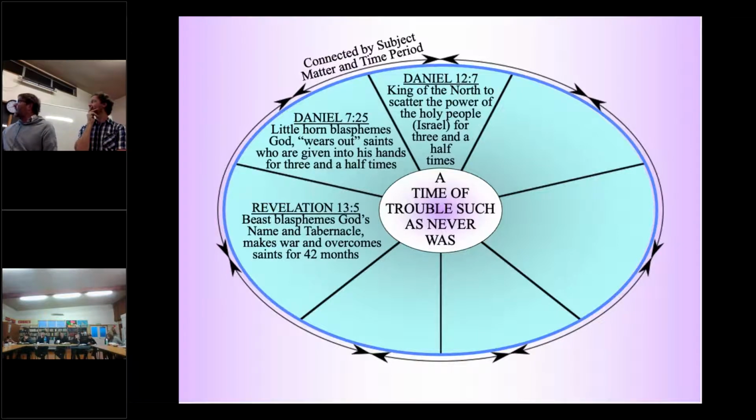Here it's called a time, and a dividing of times, or 3.5 times. But here it's said to be 42 months. How long is 42 months? 3.5 years. It's interesting, isn't it? 3.5 years is 42 months. So let's look at our next one. So it's connected by subject matter, very much so. Daniel 7 and Revelation 13 are intimately connected. It's connected by time period.